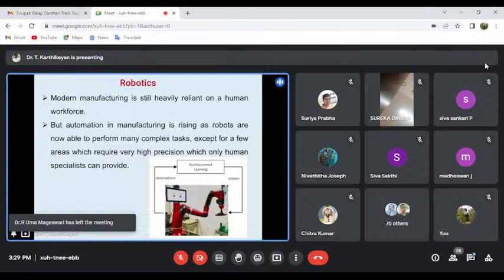Robotics provides a great opportunity for advanced machine learning techniques, helping manufacturers to develop complex strategies and manufacturing processes. So by using robotics, we can increase the productivity in the industry.